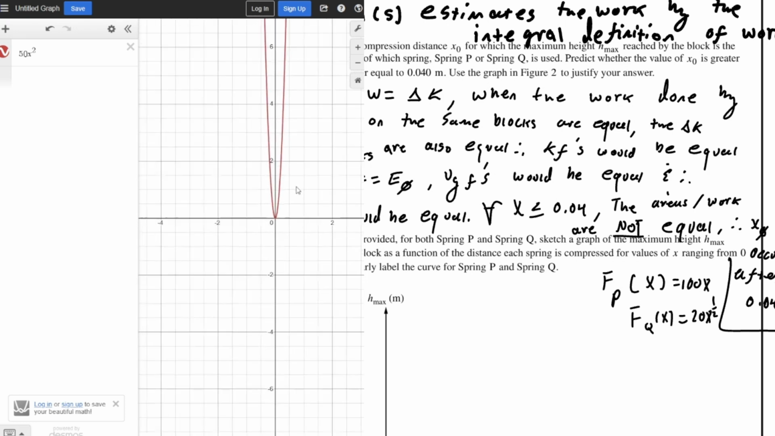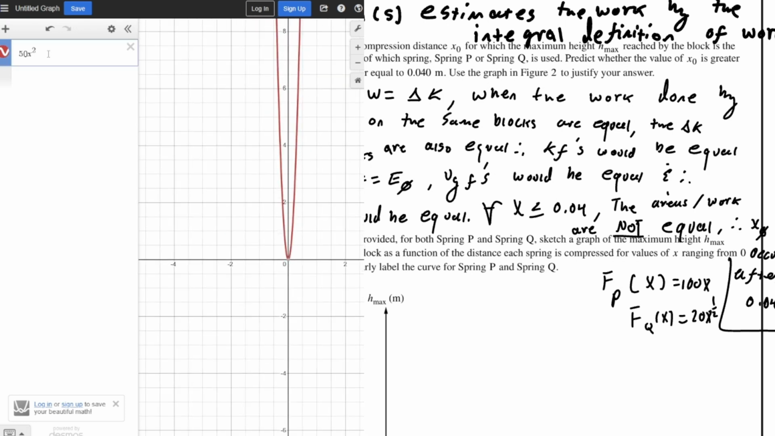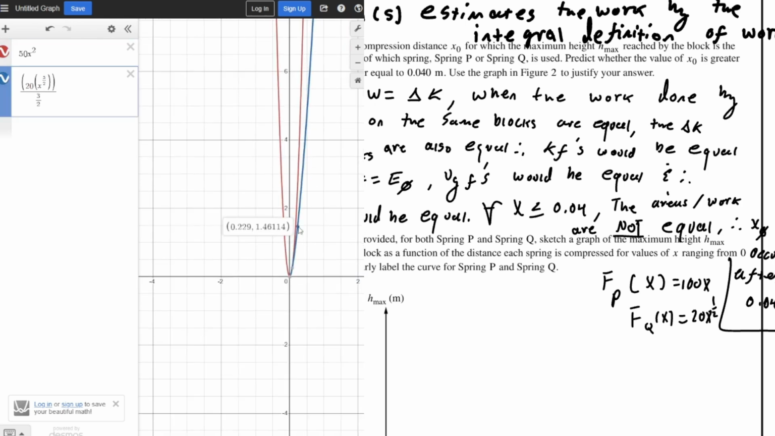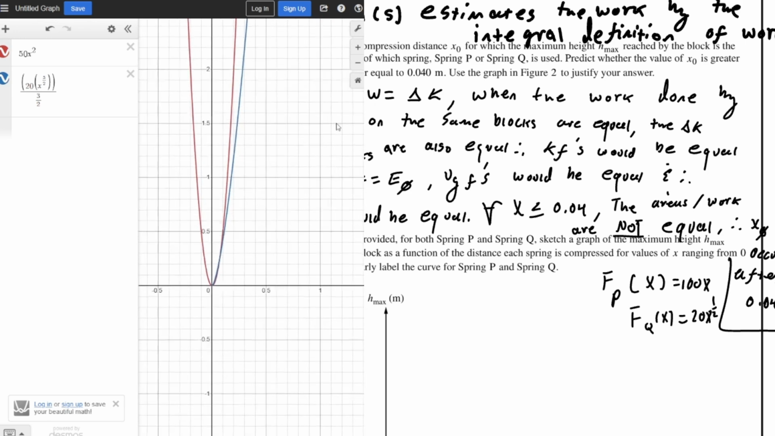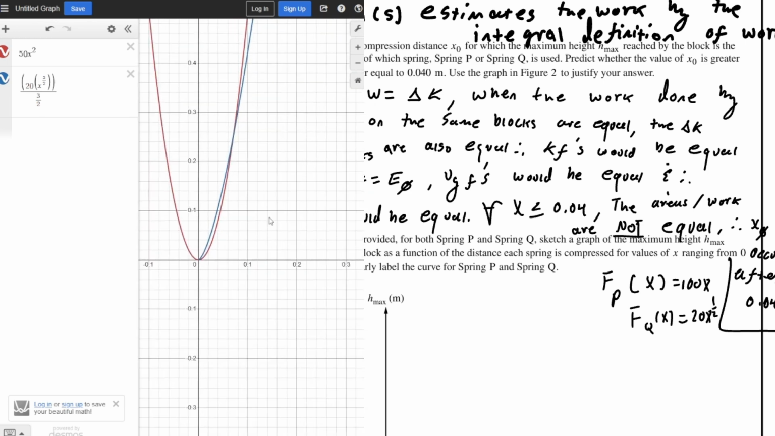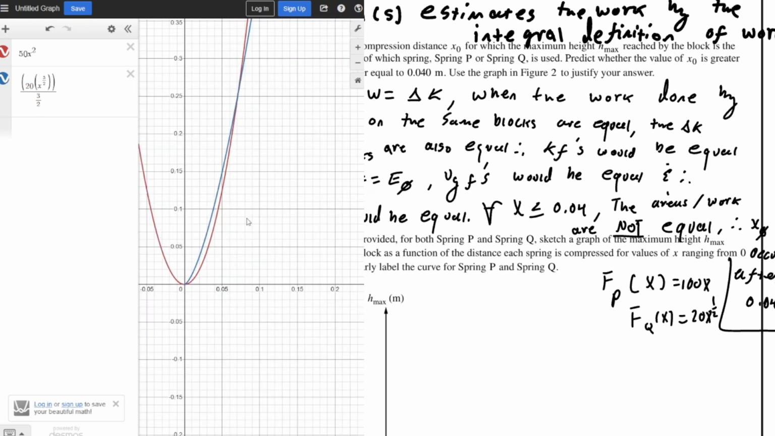And we're going to look at this. Okay, and now we're going to take the integral of 20x to the 1/2, which is 20x raised to the 3 over 2, all divided by 3 over 2. And we're going to look at these two graphs. So let's see, they're both concave up. That's important, right? So both of our graphs here have to be concave up.